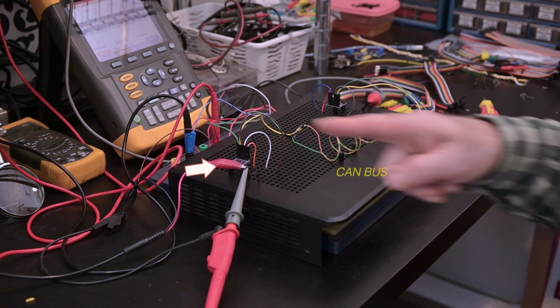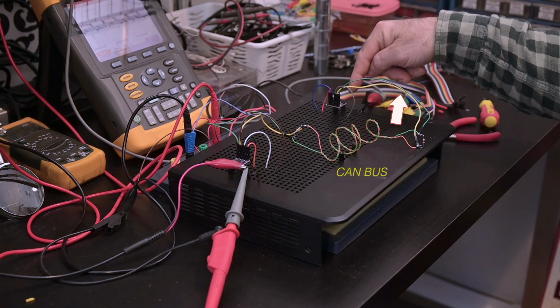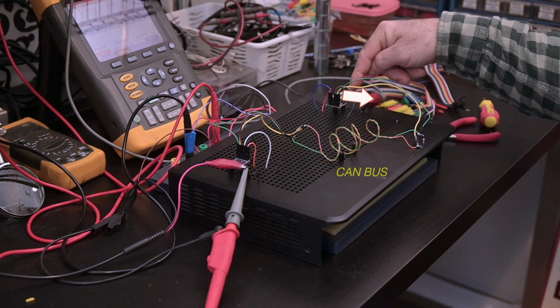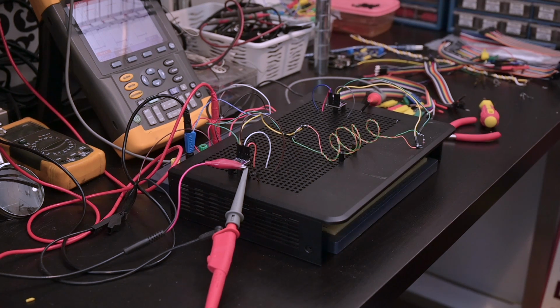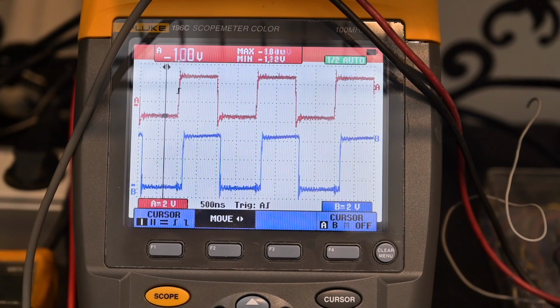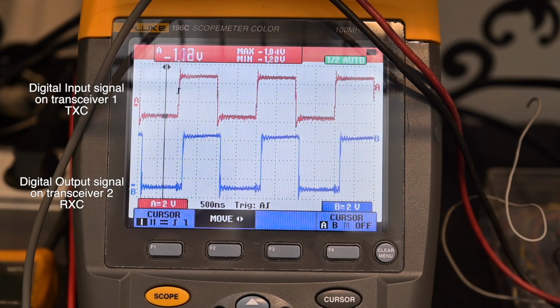So I'm sending a square wave in, and it should come out on the other side, and it should be more or less the same. So let's have a look on the scope and see what we have. So on the scope, the red trace is my input signal, and you can see that's a nice square waveform. And the blue trace is what we receive on the far end side. So basically the signal traversed the CAN bus, and you can see we have a little deformation. There's a little bit of ripple on it, but that's okay.